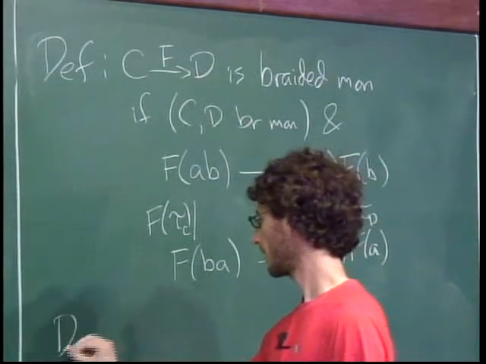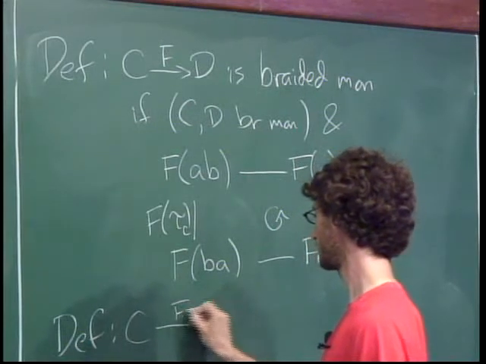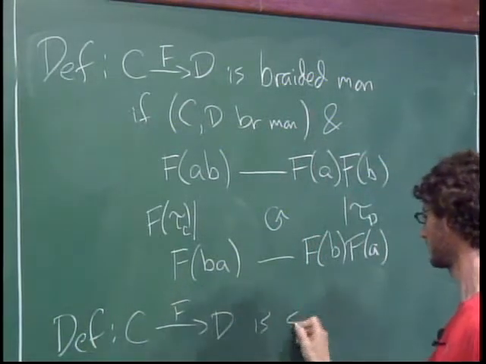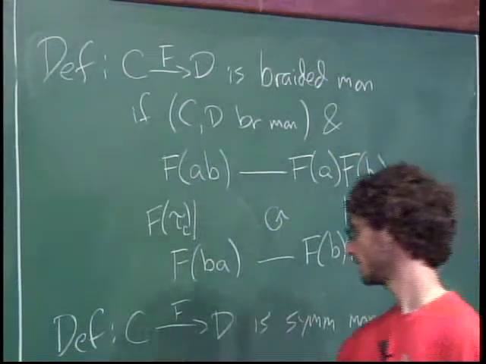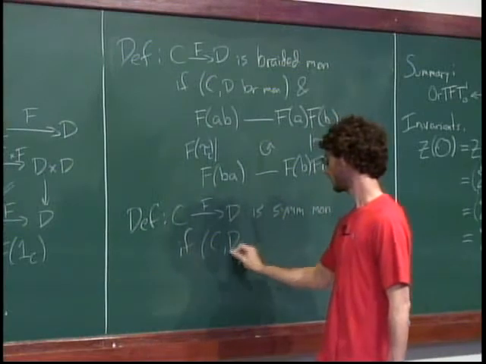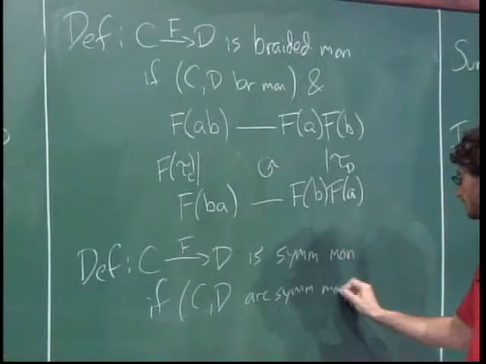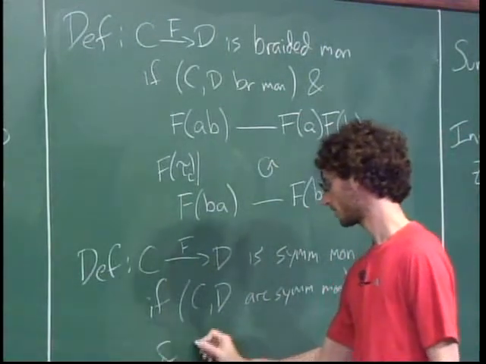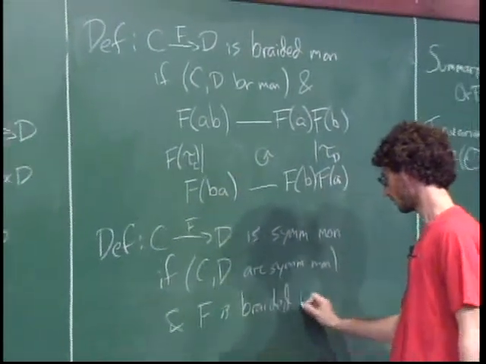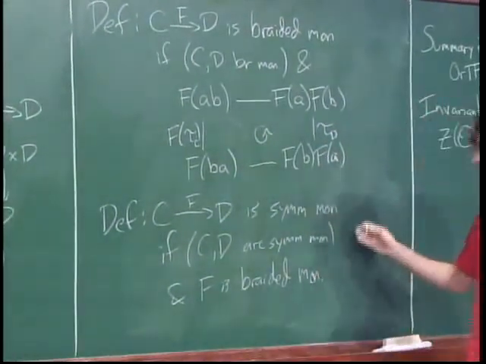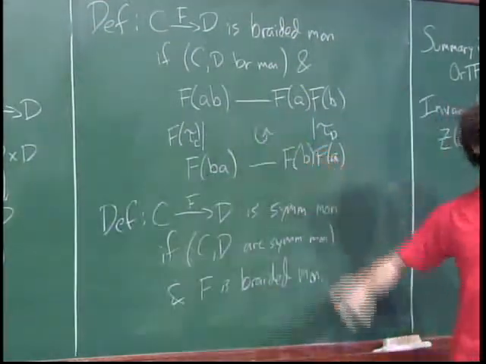So now, what's a symmetric monoidal functor? A functor f from C to D is symmetric monoidal if C and D are themselves symmetric monoidal, and the functor f is braided monoidal. So there's actually no further condition for it to be symmetric monoidal other than the one we already imposed for it to be braided monoidal.